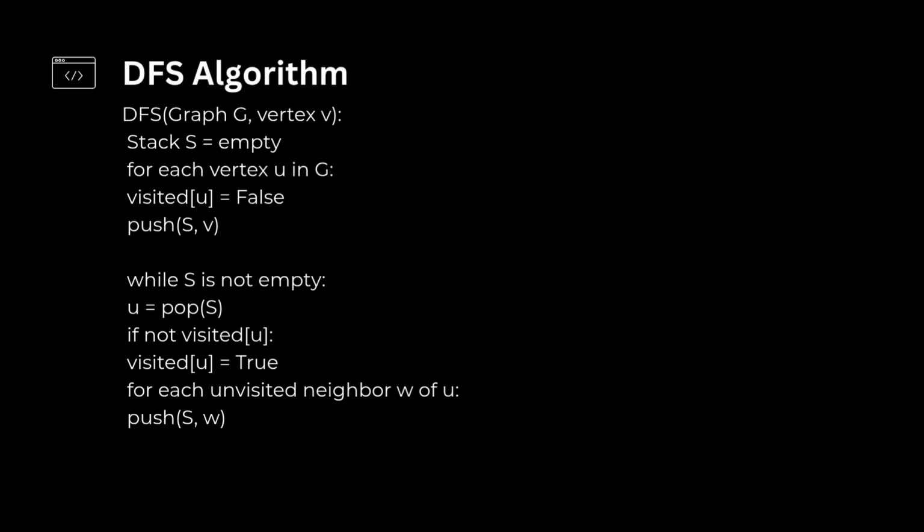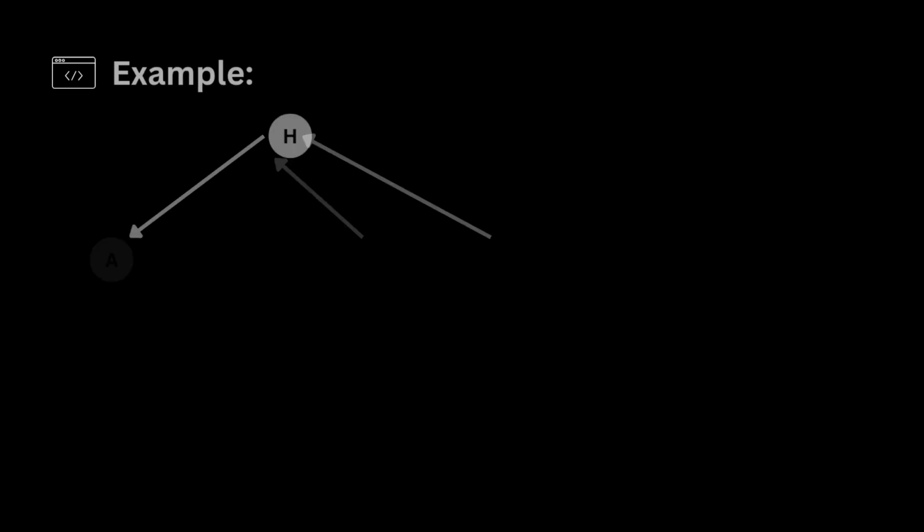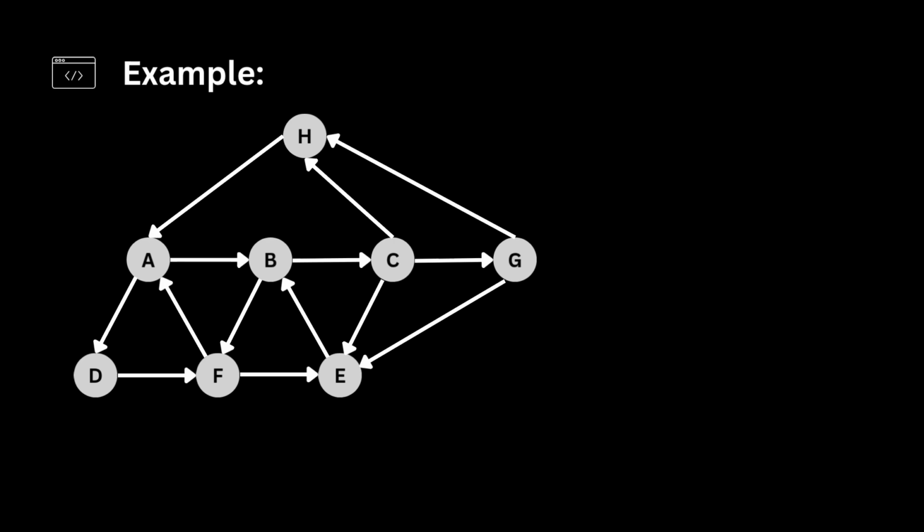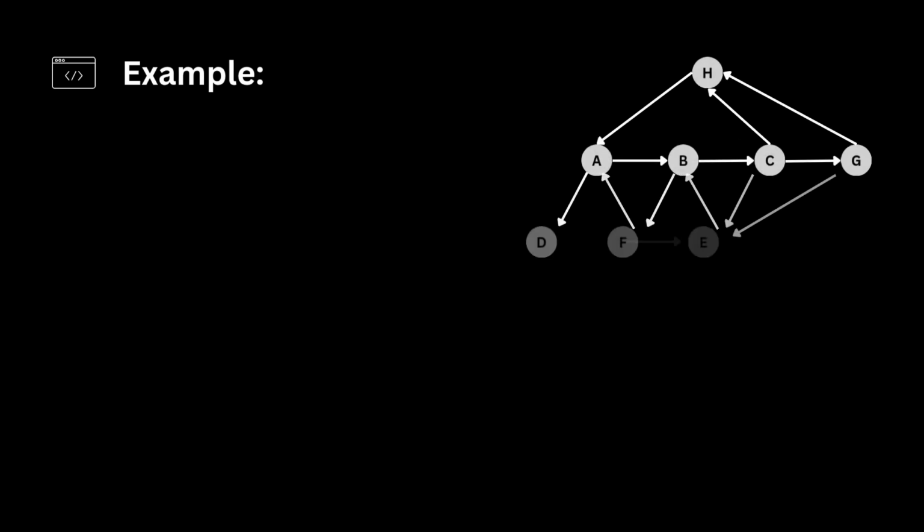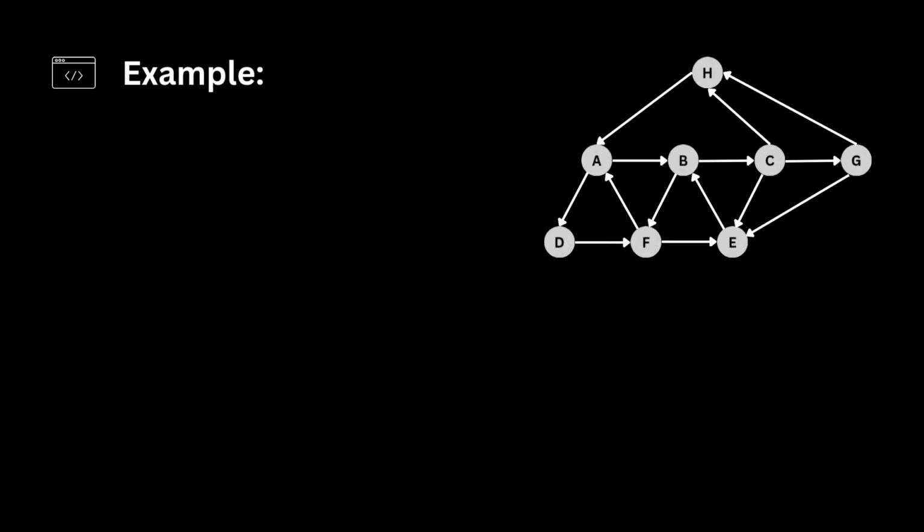Let's understand this with an example. Let's take a directed graph with 7 vertices to demonstrate the DFS algorithm. Starting from a selected vertex, now let us see the step-by-step DFS explanation starting from H. Step 1, we begin at node H. We push H onto the stack. This is our starting point.